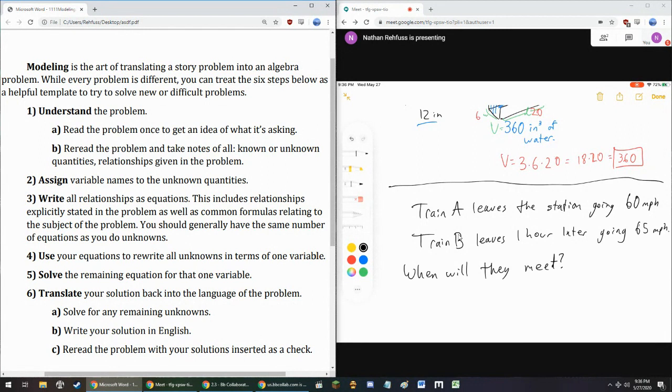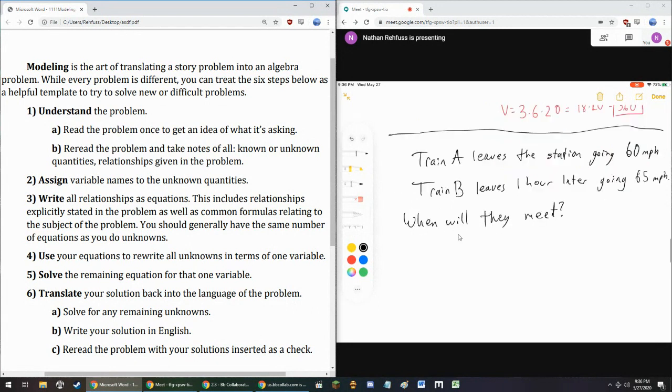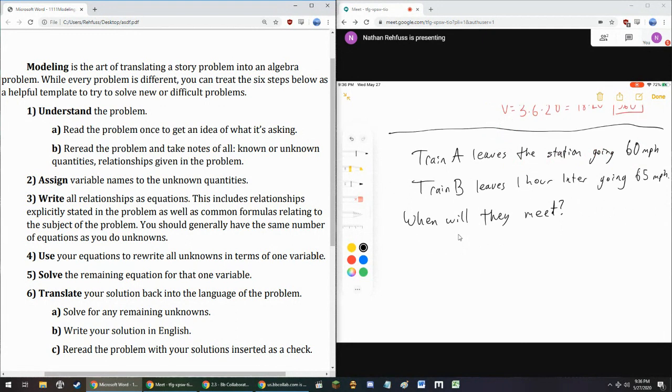Step 1, understand the problem. Okay, we've got 2 trains. One left first, the other left an hour later. The one that left an hour later is going faster, so it's going to overtake the first one. But, man, what do we know? We know their speeds. I'm going to use R for rate.